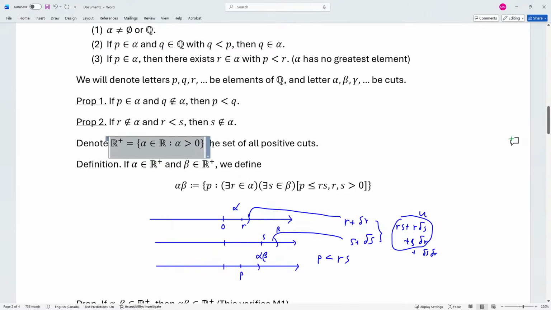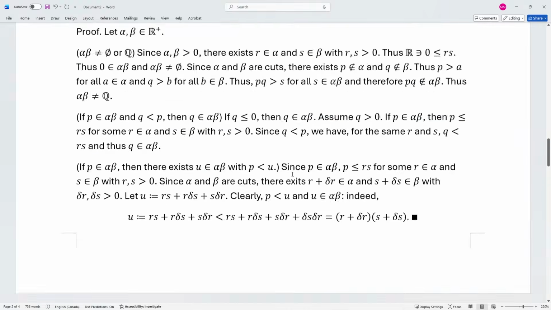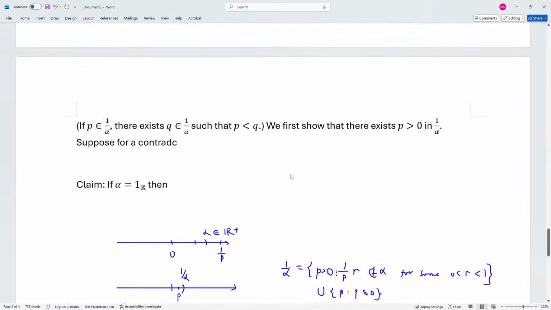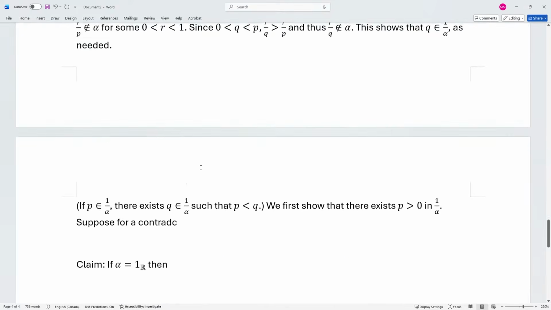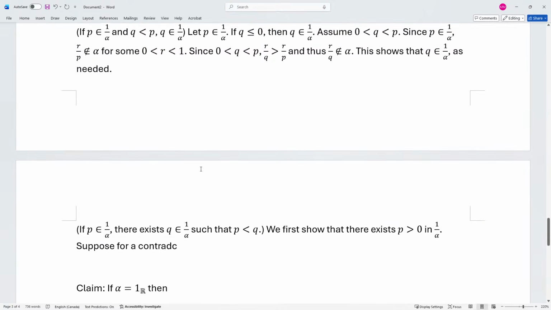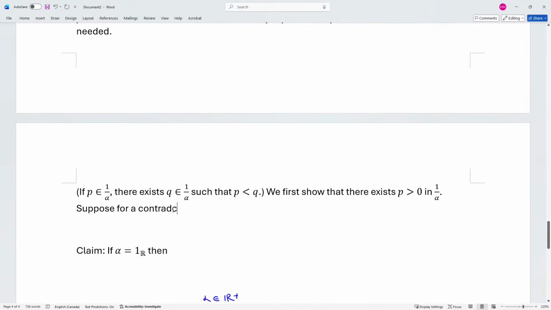This is R plus, the set of all positive cuts. I see what you mean. That was a brilliant argument, and I will reconstruct it here. First, we show that there is something positive. Suppose for a contradiction that there is none, that 1 over alpha has no positive.